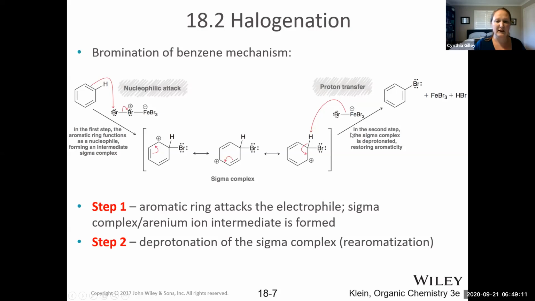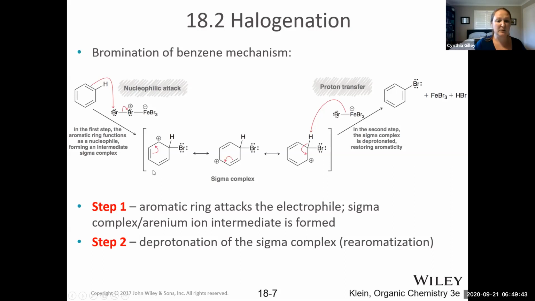And after that intermediate forms, we get loss of a proton, so it's a proton transfer to re-aromatize the ring. And because there's no water or other good base around, oftentimes they will just start from the iron-bromine bond to do the proton transfer, or they'll just use bromide as the base to pick up this proton and re-aromatize the ring.